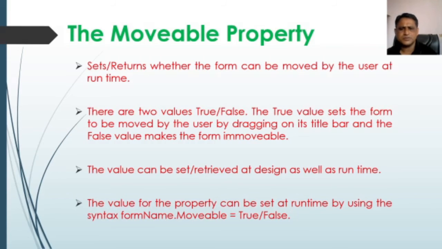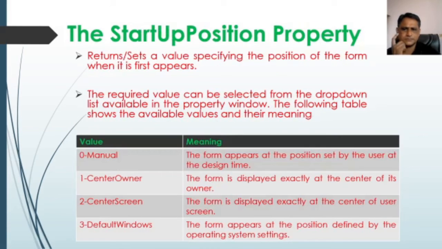So there are two values, that is true or false. It can be set to true or false. And also the value can be set or retrieved at design as well as at runtime. If you want to set the value at runtime or retrieve it, the property can be used with the syntax form name dot movable equals true or false value. In this fashion, you can manipulate the movable property at runtime.